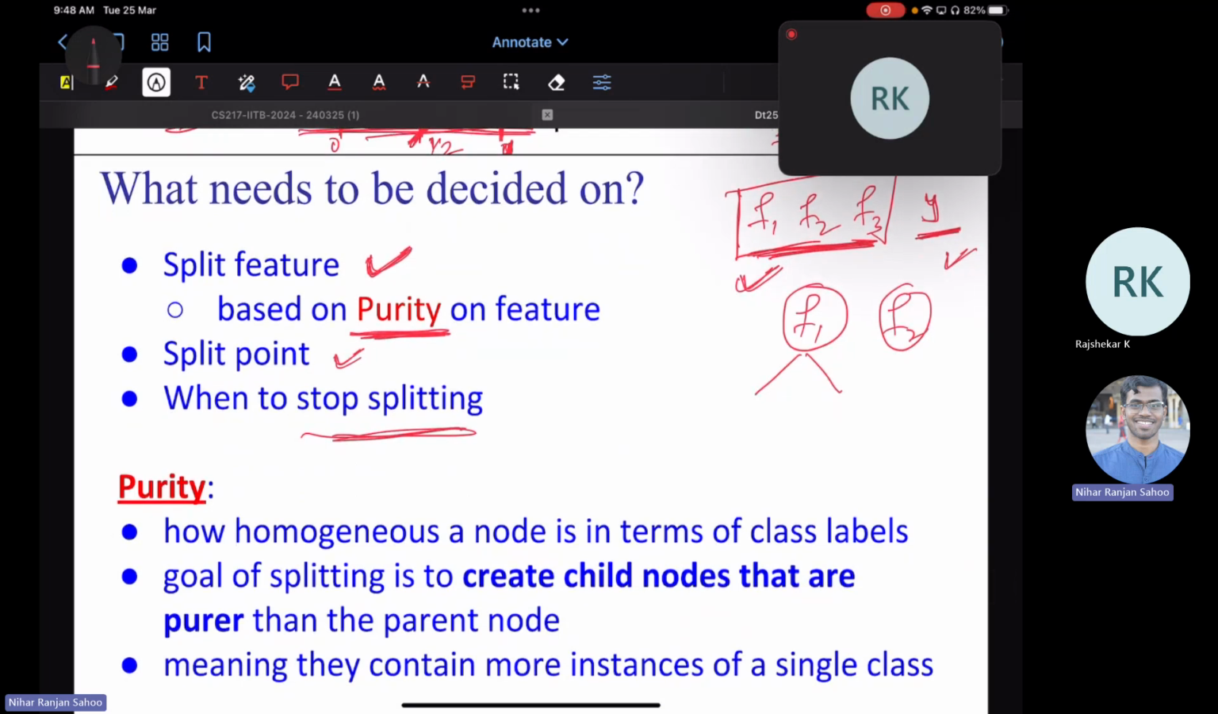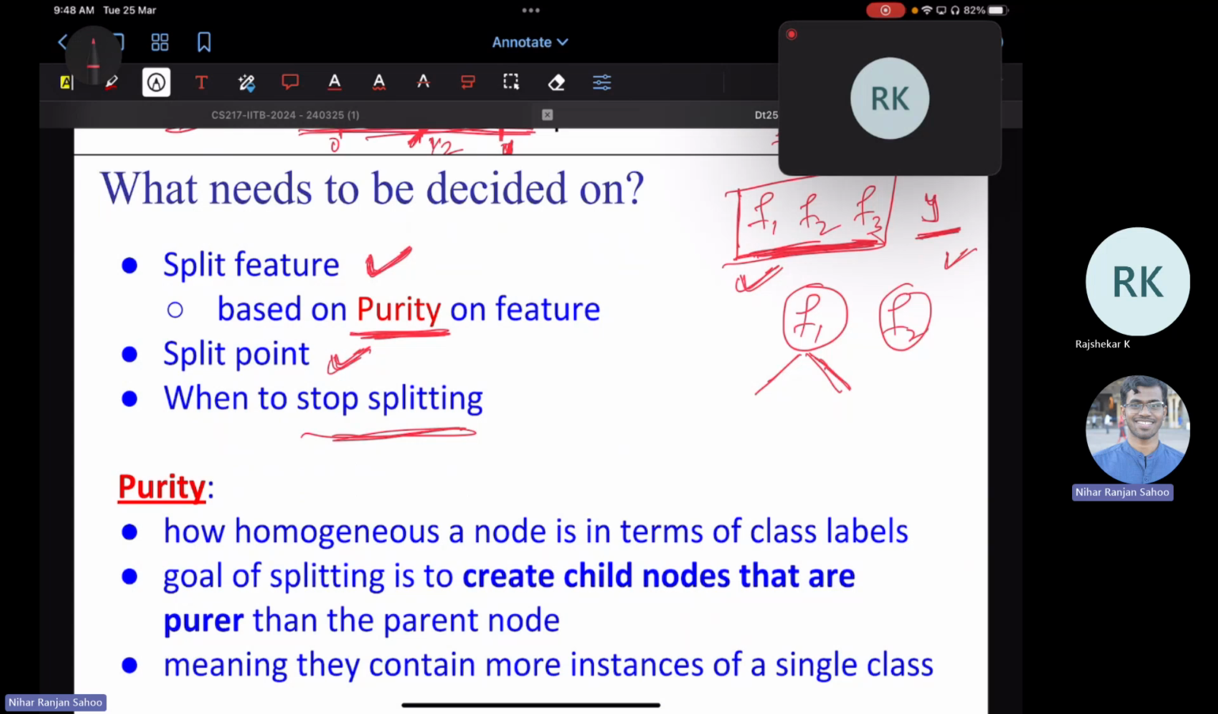Once we have constructed the decision tree, during test time what happens? We know the features of the given input instance, right? The test instance, and we know which feature we are splitting on first, right? Given the input instance, we take the corresponding feature of the root node, and we know the splitting point for that particular feature.